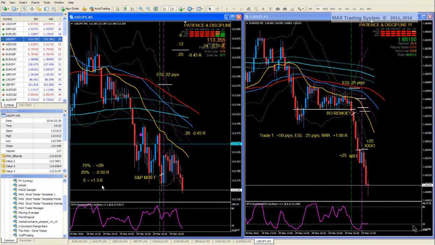Okay? What will be important when you have enough trades is to calculate your expectancy. It must be a positive number. If you have a positive number, then you have a winning system. Okay?